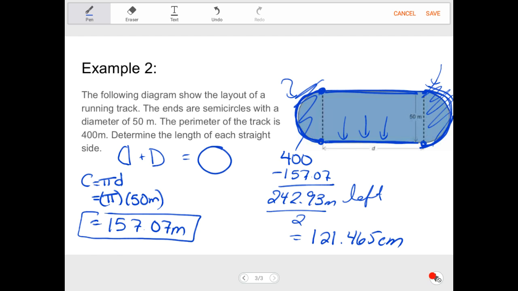157.07 meters. Then I thought, well, I know the whole track is 400. So I went 400, take away the circular part, which left me with 242.93. That was how much the straight sides were.